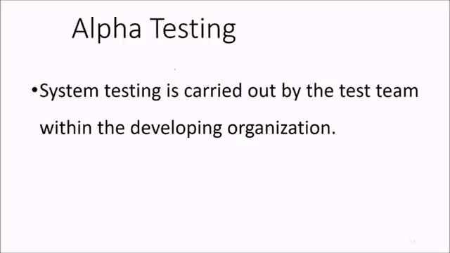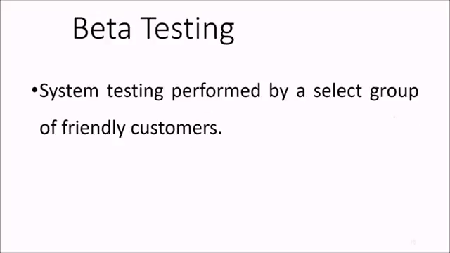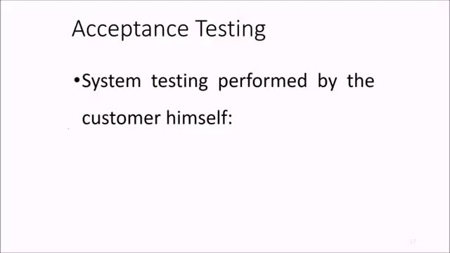So what exactly is alpha testing? The system testing is carried out by the test team within the developing organization. So the test team would be from the organization which has developed the software. In beta testing, we identify a certain group of friendly customers, those customers which are friendly to us, and system testing is performed by this group of friendly customers. This group will not involve any person from the organization which has actually made the software. Acceptance testing is performed by the customer himself.